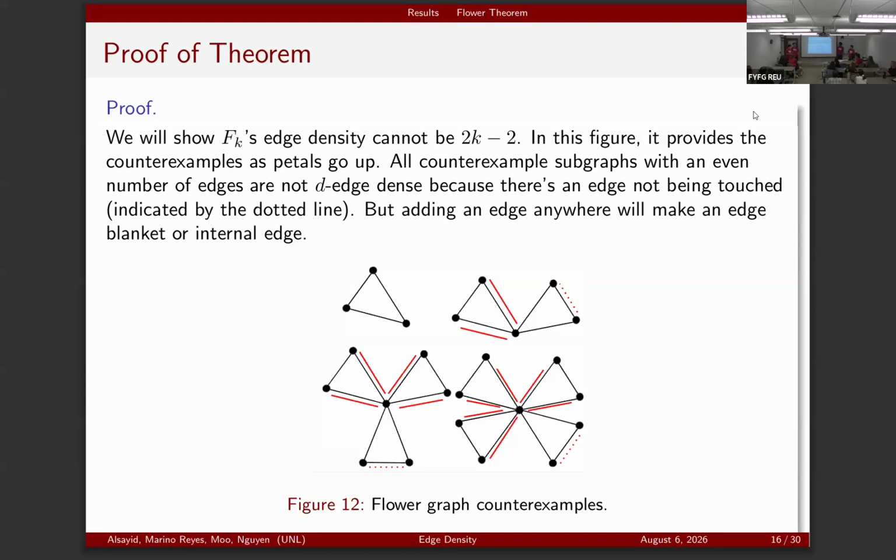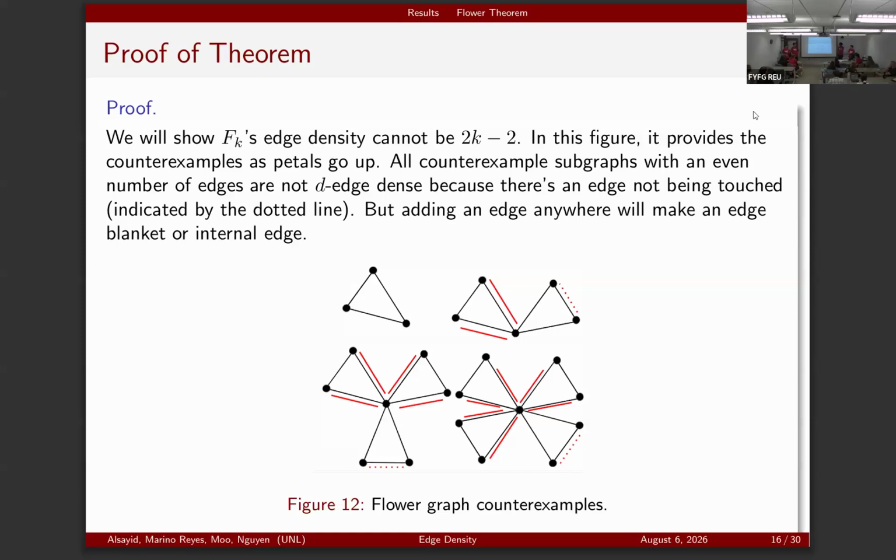And in this figure, it shows counterexamples as the number of petals go up. And these subgraphs, indicated by the red lines, were selected to not have any internal edges. This is so that we can find the minimal edge density. And you might also notice that these resemble star graphs.